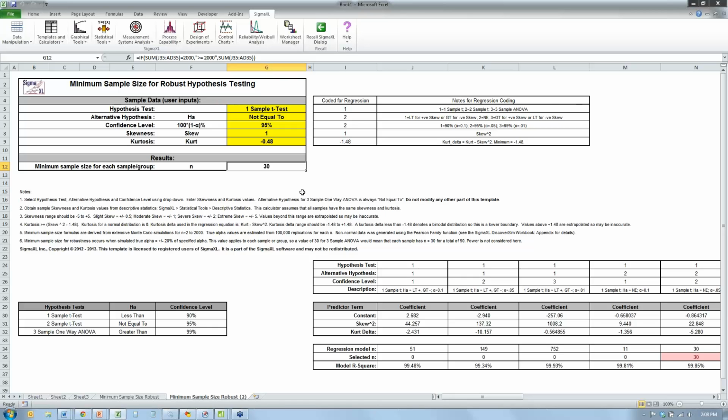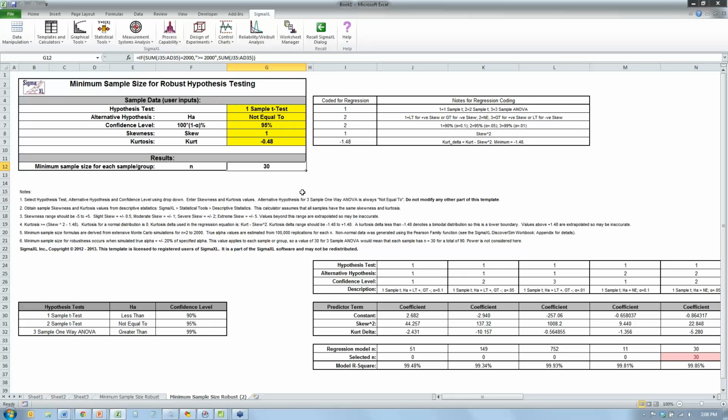It is validating. The calculator is validating this particular condition or this particular test of a one-sample t-test with a moderate skewness. A moderate skewness is a skewness of 1. A severe skewness is a skewness of 2. And extreme skewness is a skewness of 5.